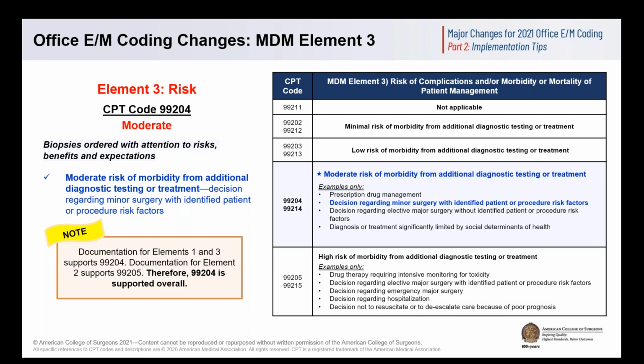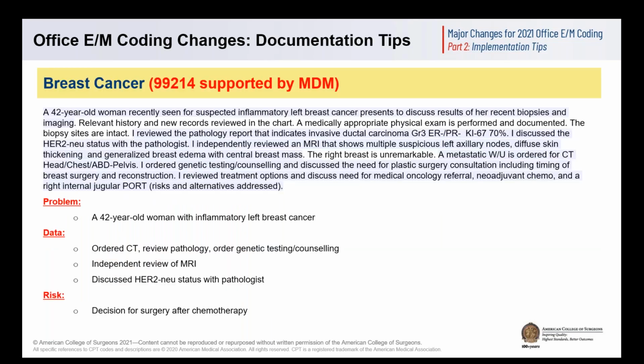So you've documented elements 1 and 3 to support 99204, and your data is 99205, but you've met 2 of the 3 in the 204 category, so she meets criteria for a moderate level. Next slide, please. So she comes back to see you in follow-up, so it's a 99214 because she's an established patient returning for follow-up now to discuss the results of her recent biopsies and imaging.